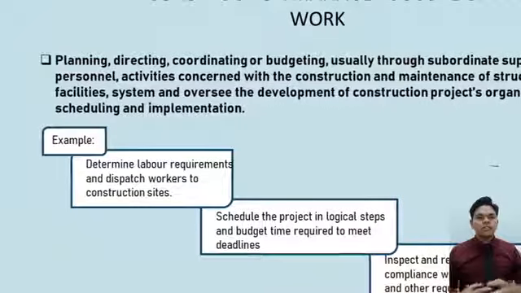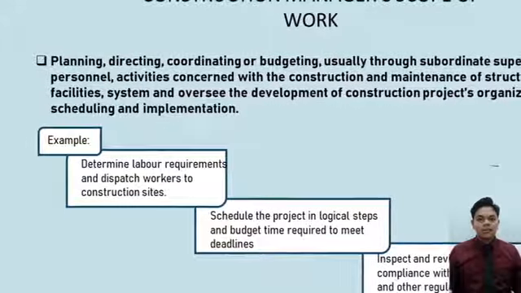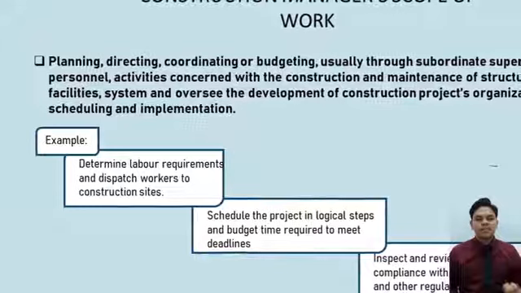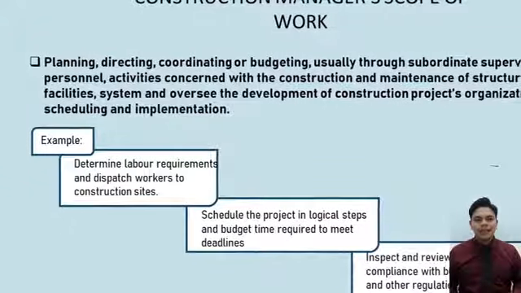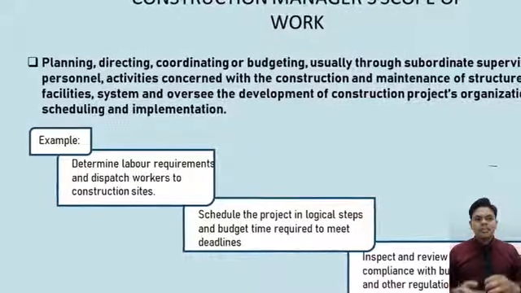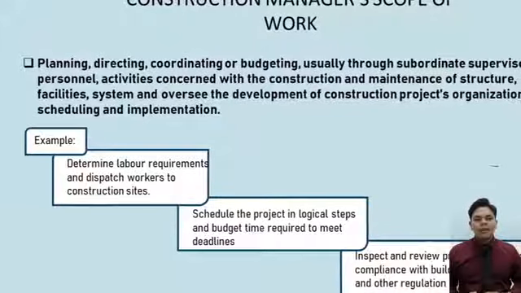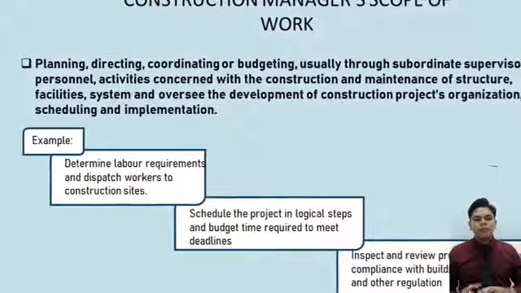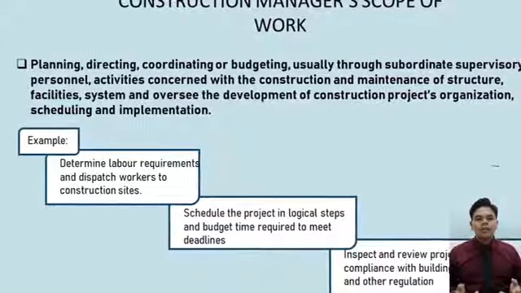Let us proceed with the construction manager's scope of work. What is the scope of work for construction manager? The scope of work for construction manager is determine labor requirement and dispatch worker to the construction site, schedule the project in logical steps and budget time required to meet deadlines, and inspect and review projects to monitor compliance with building and safety codes and other regulations.